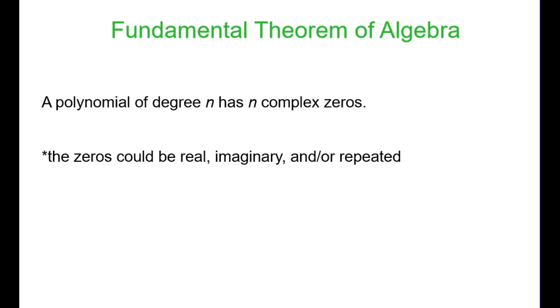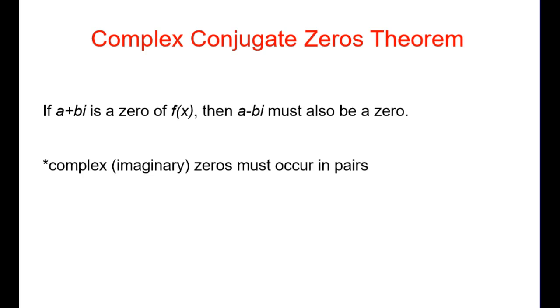In its simplest form, it tells us that a polynomial of degree n has n complex zeros. Okay, it doesn't tell us much about those zeros. They could be real, imaginary, they could be repeated, any combination of those. It just tells us if we have a polynomial of degree n, then our total number of complex zeros is going to be equal to that degree.